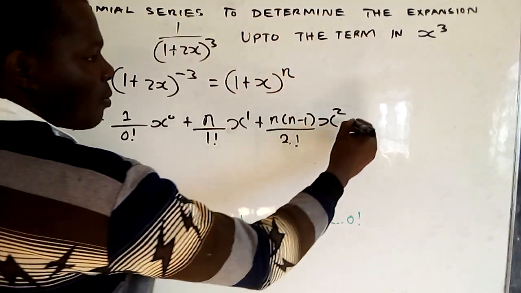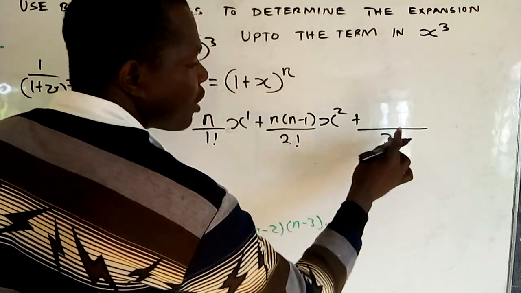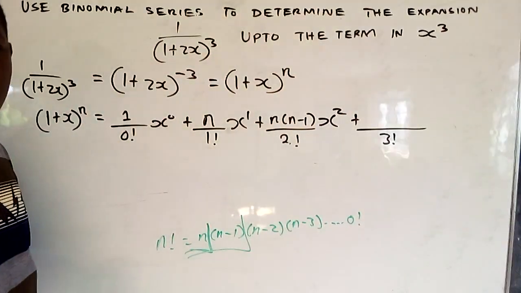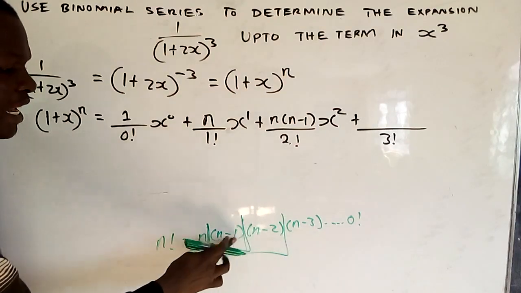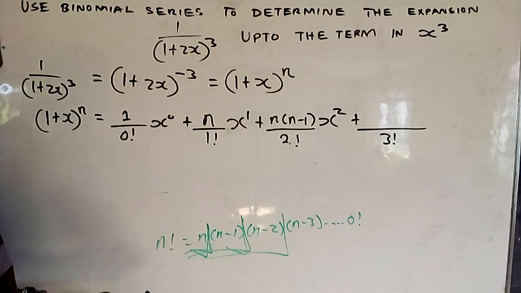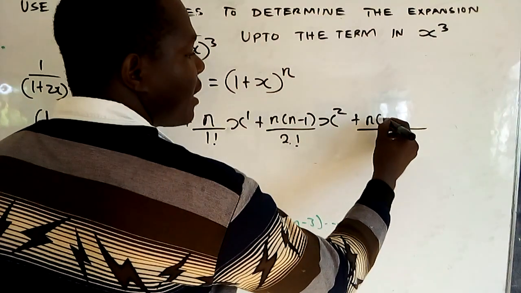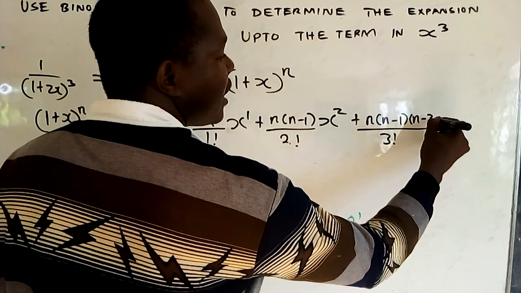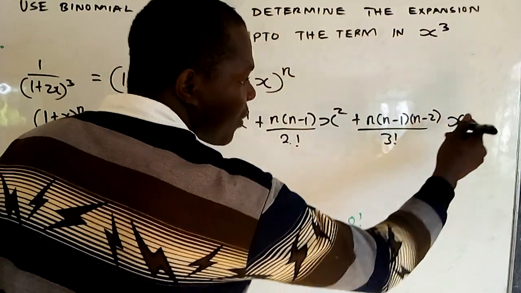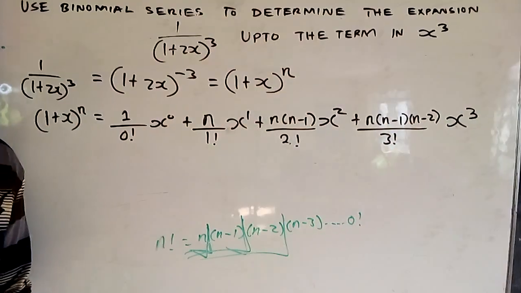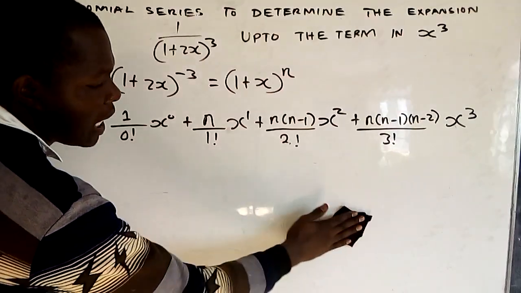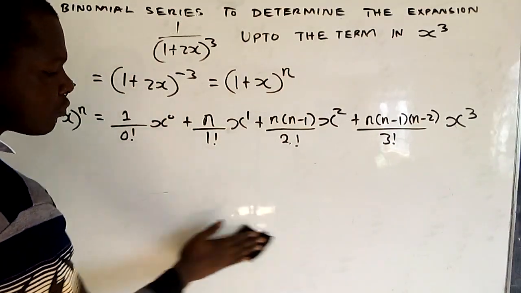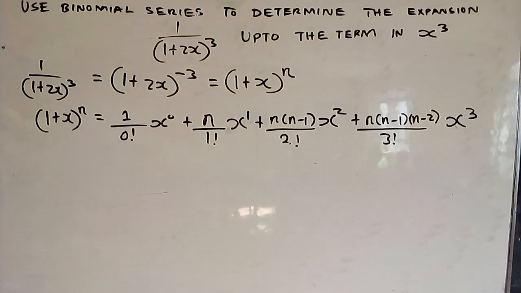Then you move again, it is plus. The next is 3 factorial. If you have 3 factorial, there are 3 terms in the numerator, that is n, n minus 1 and n minus 2. So we have n into n minus 1 into n minus 2. Then our x is raised to power 3. Are we together? Having done that, we simplify, isn't it? Are we together?